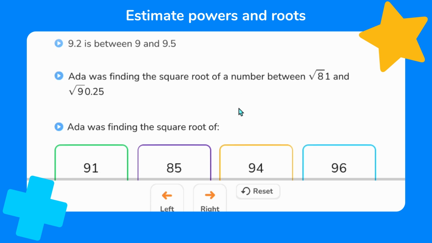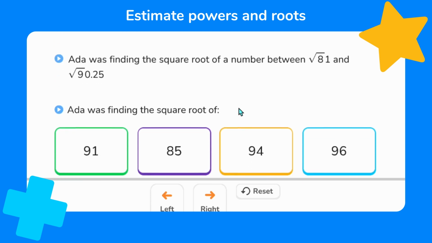So from that, we're going to find out which number Ada was finding the square root of. Well, we're looking for a number between 81 and 90.25, so it can't be 94 or 96. Which number do you think it is? Check the description box to see if you were correct.